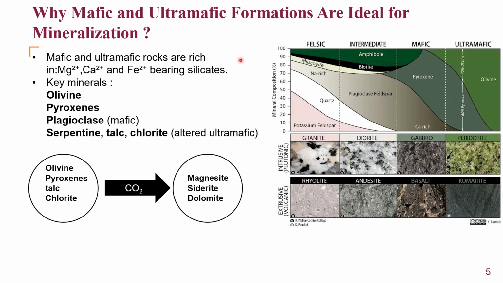When these minerals come into contact with CO2, they produce new phases or secondary products like magnesite, which is magnesium carbonate, siderite, which is iron carbonate, and dolomite, which is magnesium calcium carbonate. And then these carbonate rocks or these new phases are very, very stable over time and are stored permanently in the rock.